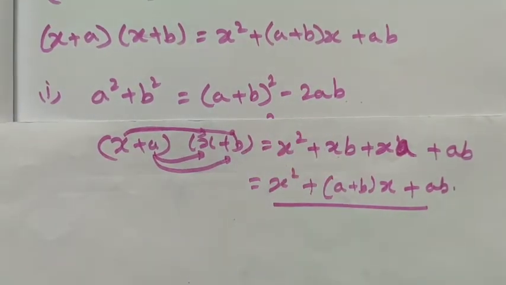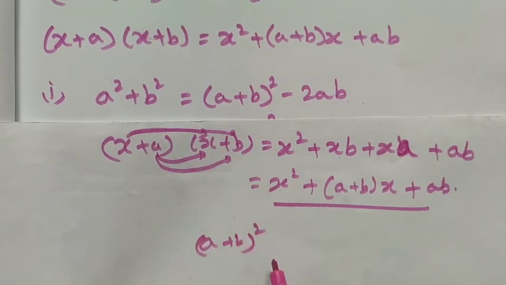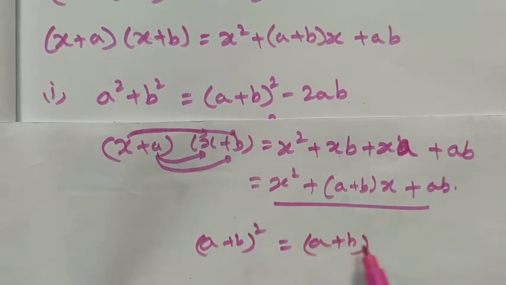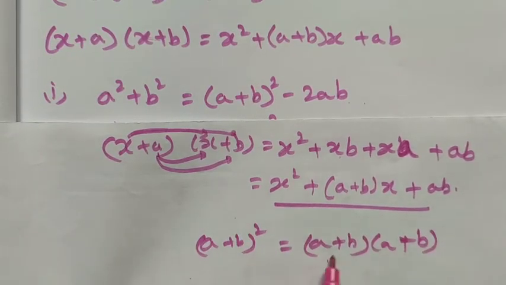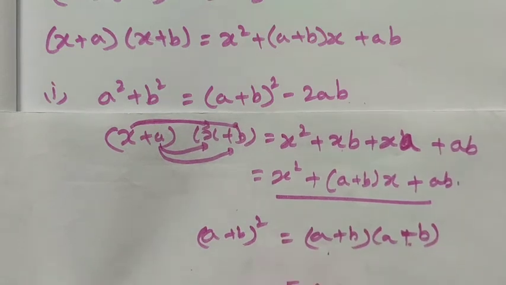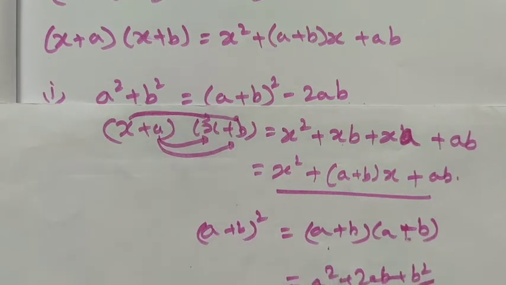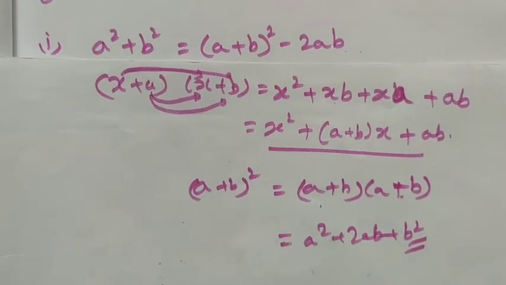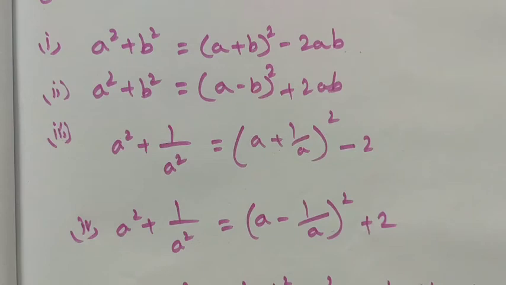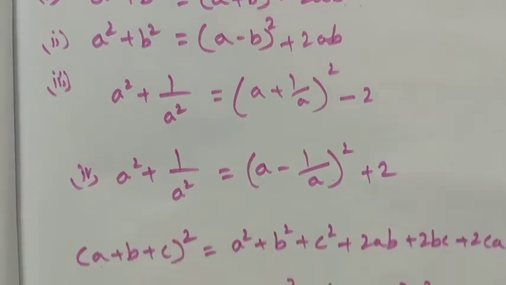See here, all the terms, that is (a plus b) whole square, we can write it in the form of (a plus b) into (a plus b). Then multiplying the binomial into binomial, we get the value a square plus 2ab plus b square. By this term, we can find the values, that is the RHS identities.